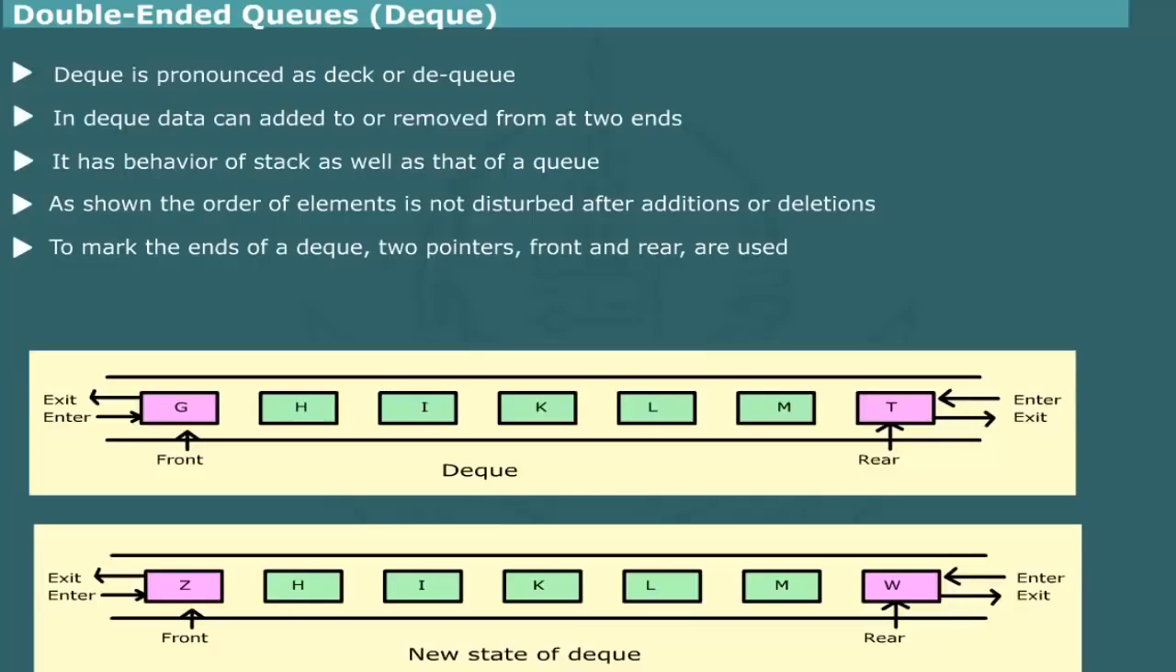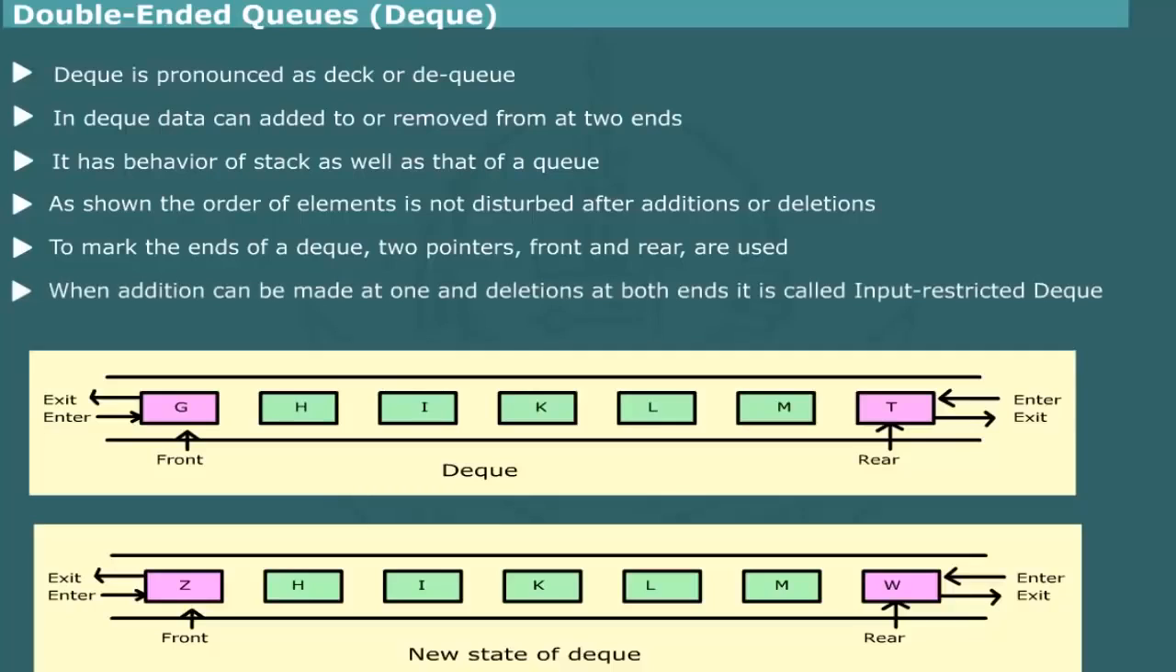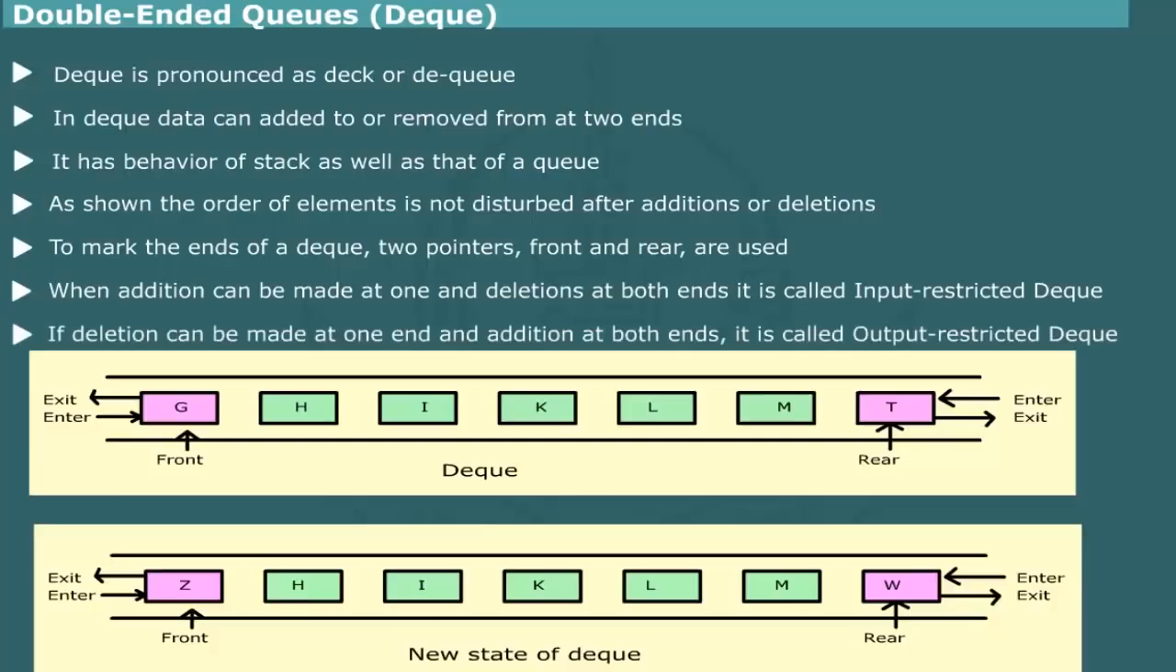In some applications, it is necessary to restrict the entry or exit points of a DQ. A DQ in which addition can be made at only one end and deletion at both ends is referred to as input restricted DQ. Similarly, a DQ which allows deletion at one but addition at both ends is called output restricted DQ.